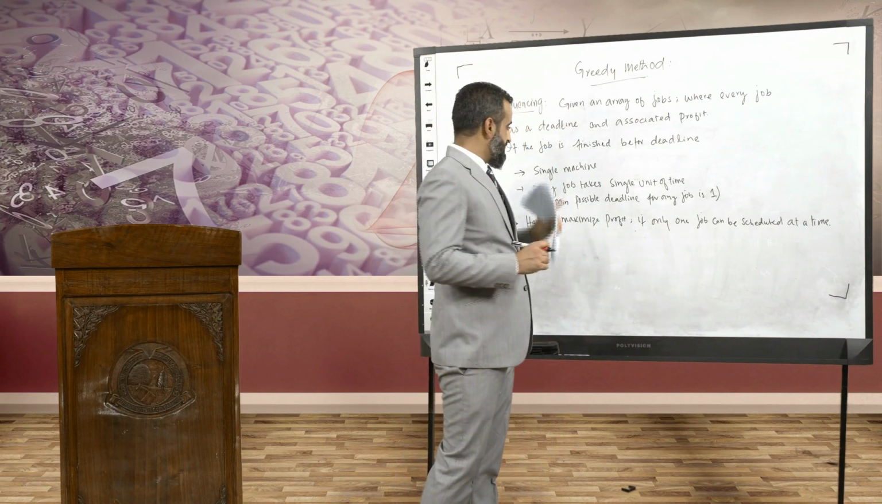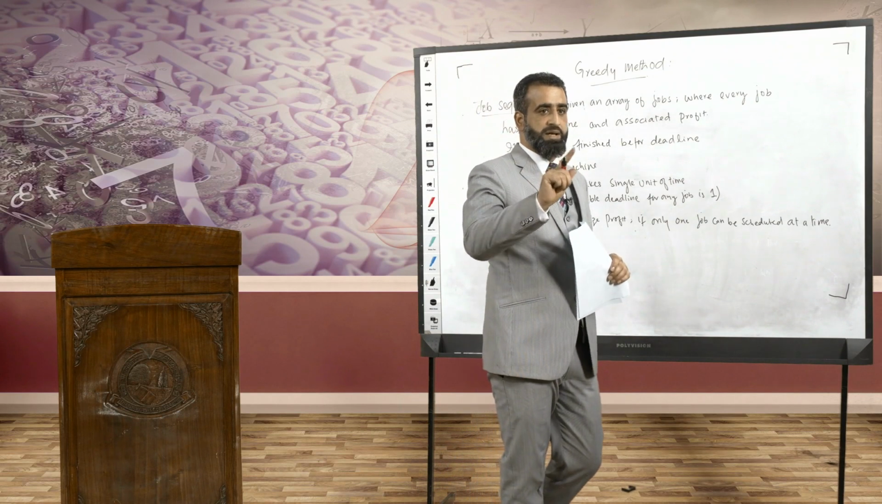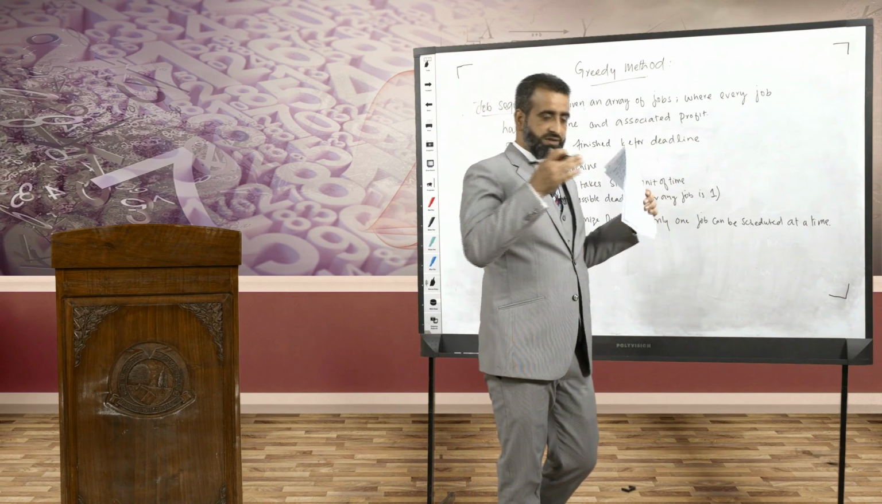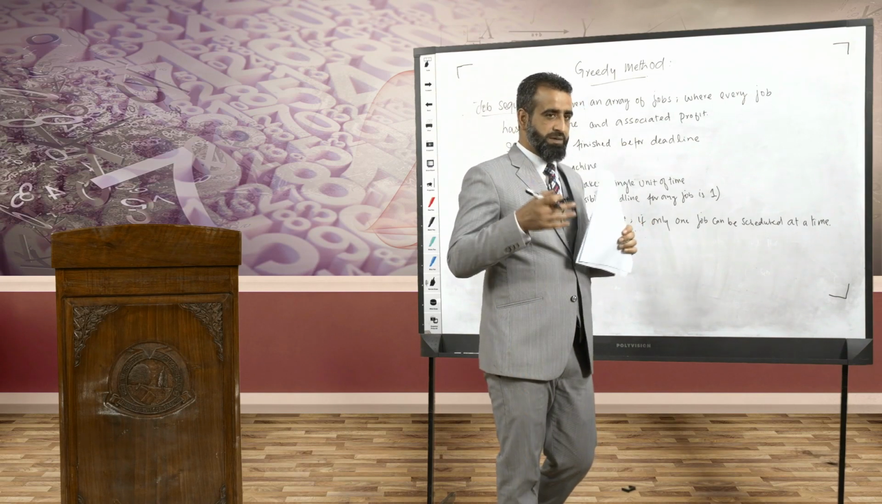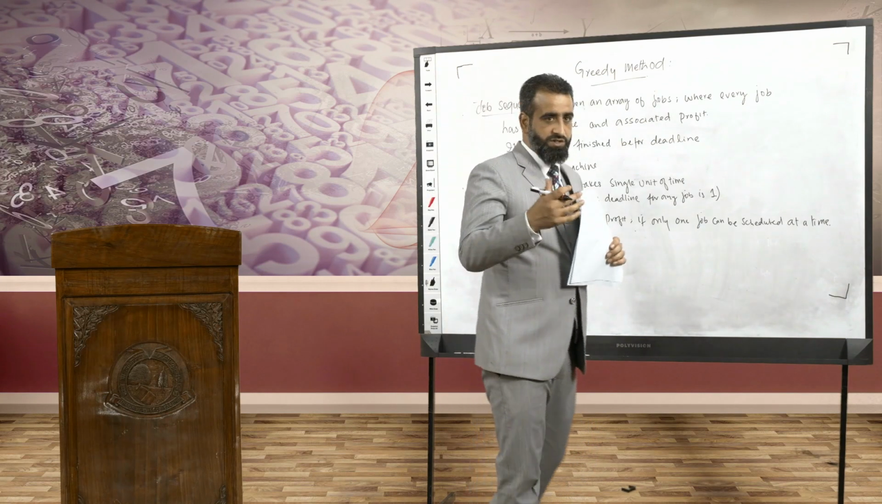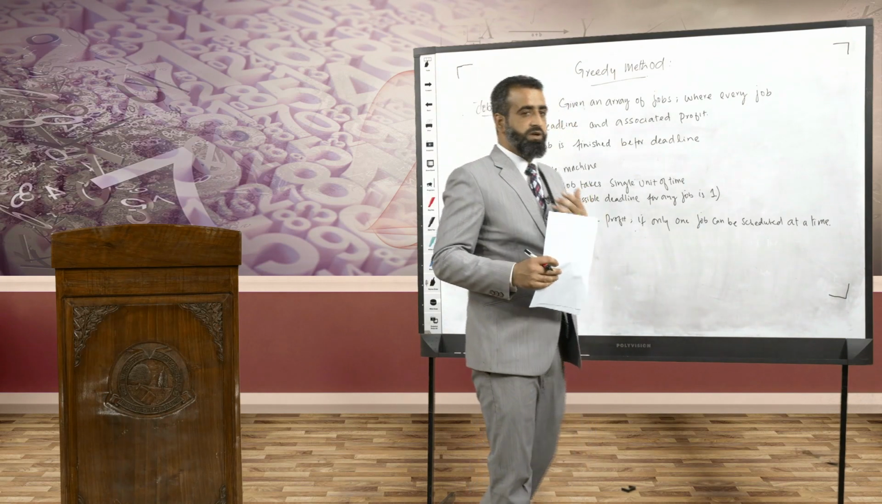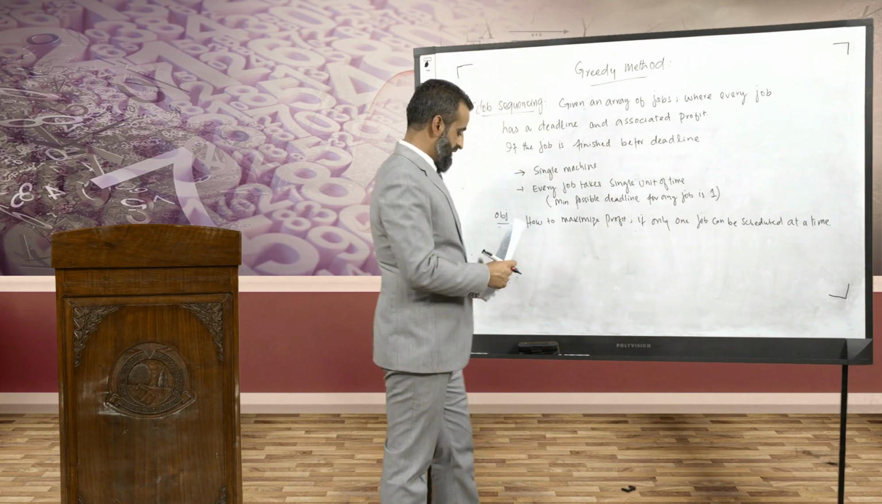So the machine is a single machine, capable of running a single program at one point of time. We have multiple jobs to run on this machine, and every job has some deadline within which it has to be completed, and also some profit associated with the job which we can get if we are able to complete the job successfully before its deadline.